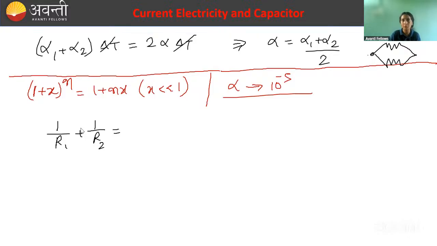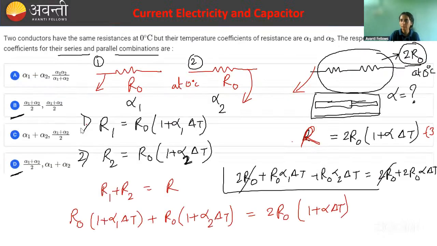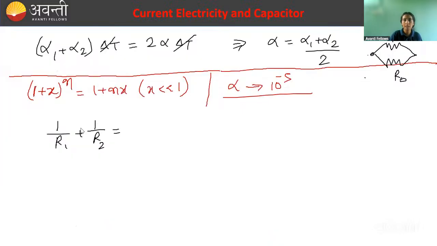R1 and R2 are not going to change, but if you talk about R equivalent at 0 degree, how much will that become? Just as in series we got R0 plus R0 at 0 degree became 2R0, here R0 and R0 are in parallel at 0 degree. If you write it here at 0 degree, this will become R0 by 2.